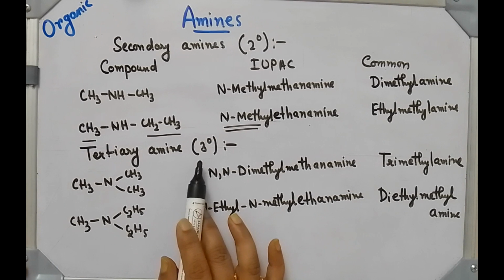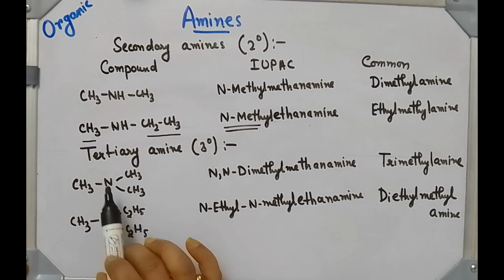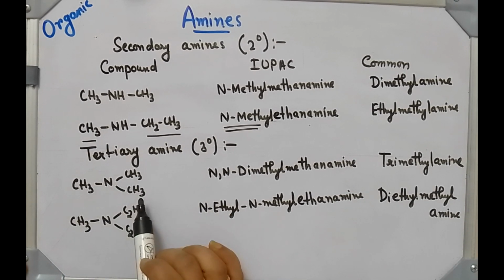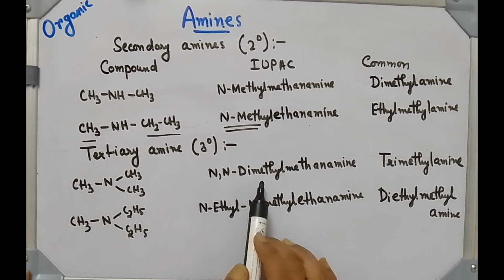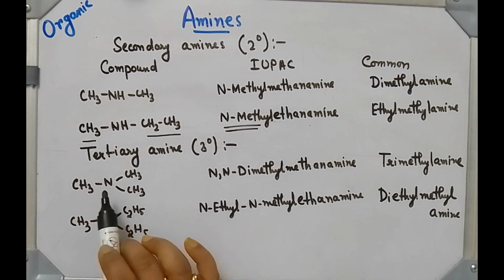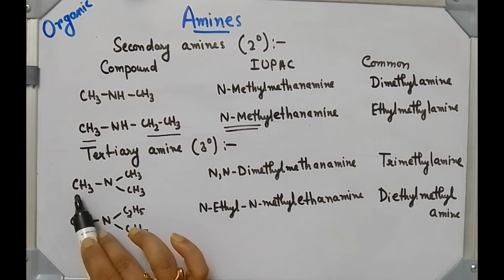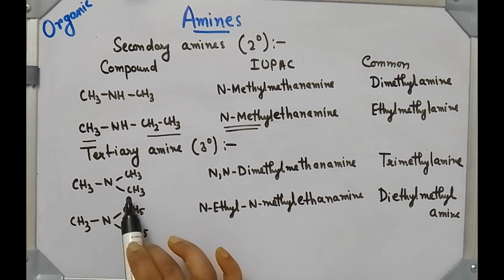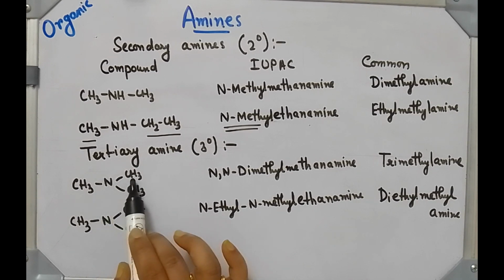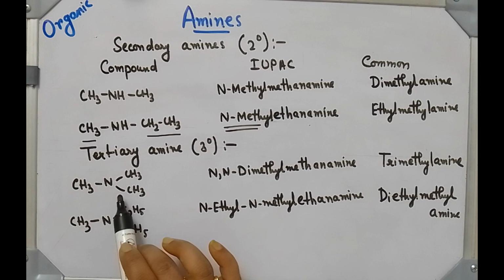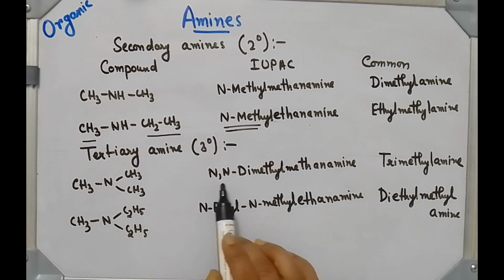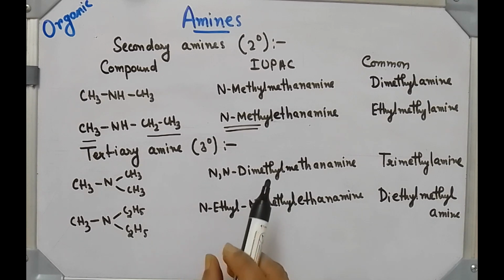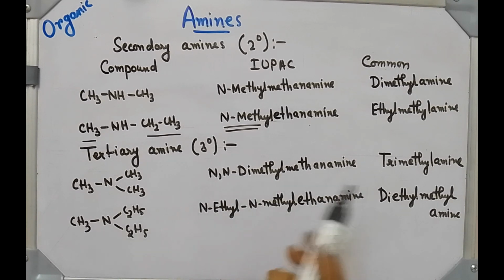Now see for a tertiary amine, if the structure is like this, with nitrogen 3 CH3 groups are attached. So here you have to write N,N-dimethyl methanamine, means with nitrogen 1 methyl group is there, with nitrogen another methyl group is there, and if it is CH3NH2 it is methanamine. So we are writing N,N-dimethyl methanamine. N means the methyl group is attached with nitrogen. And for the common name, trimethyl amine.